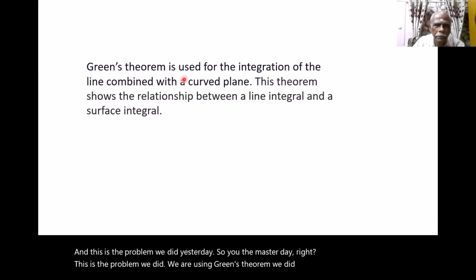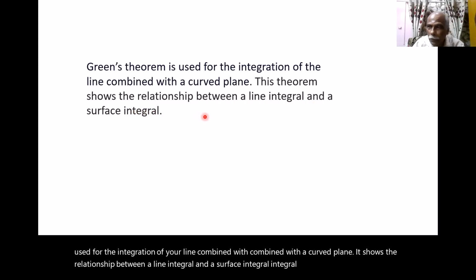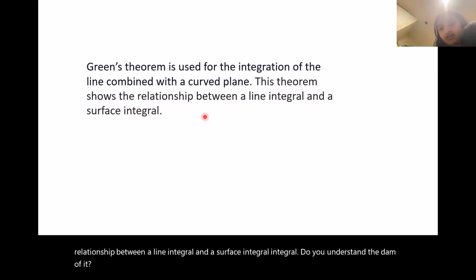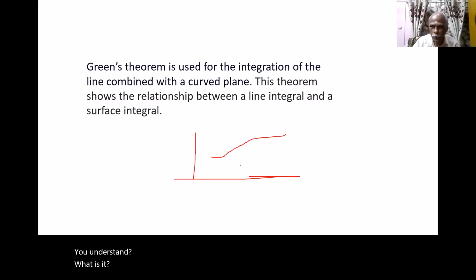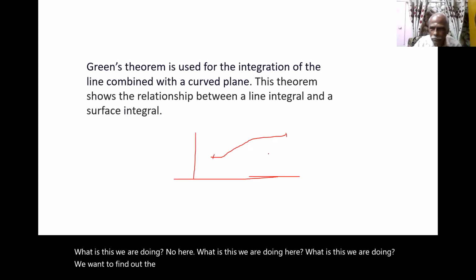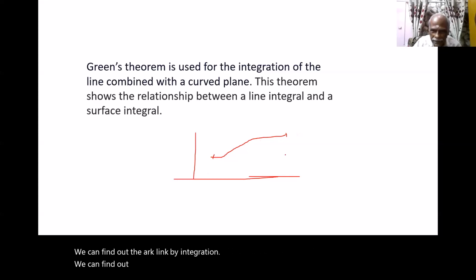Green's theorem is used for the integration of a line combined with a curved plane. It shows the relationship between a line integral and a surface integral. Do you understand the gist of it? It's basically finding the integral of a curve. What is this we are doing? We want to find out the arc length. We can find out the arc length by integration. We can find out the area also by integration. Yes or no?